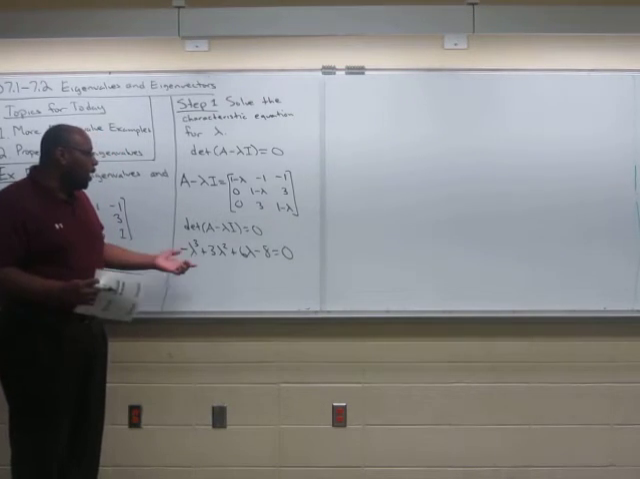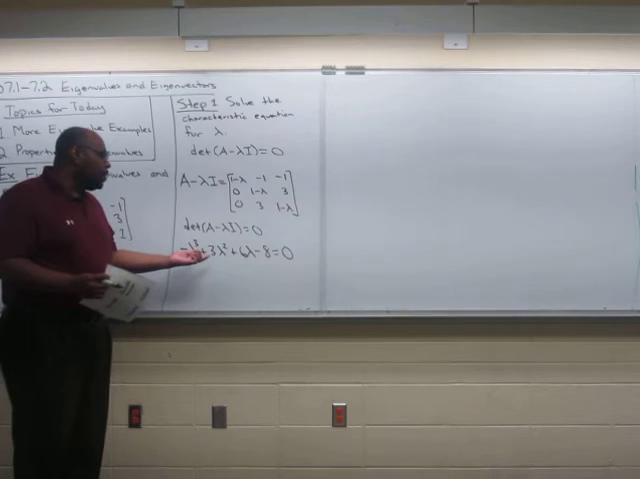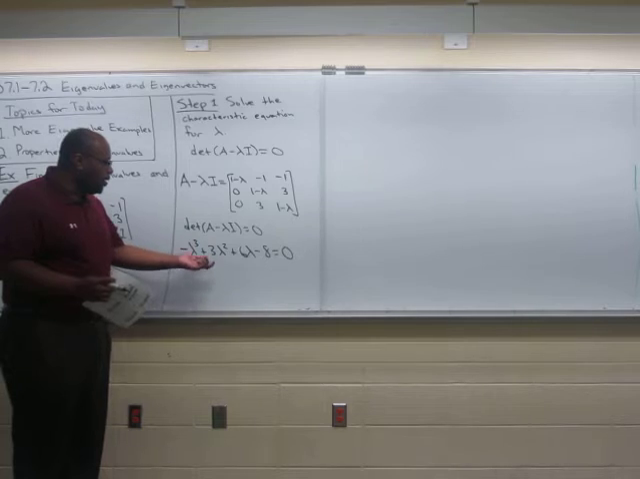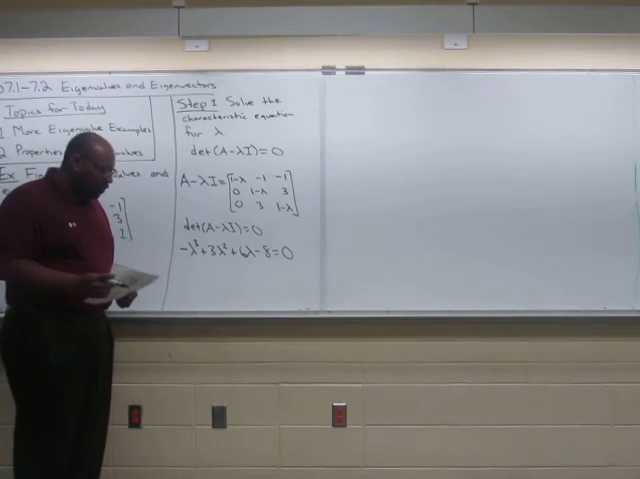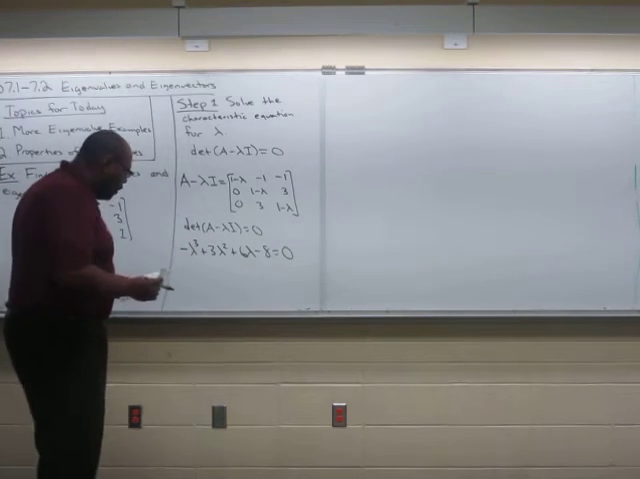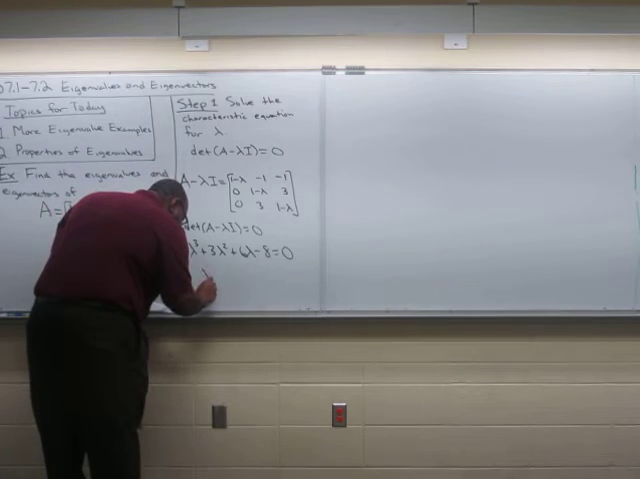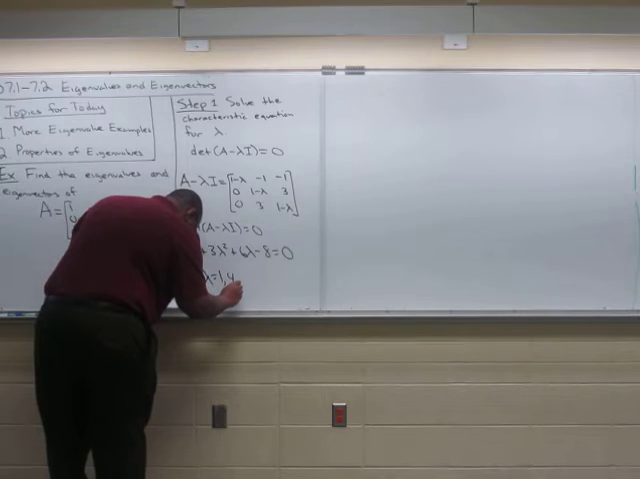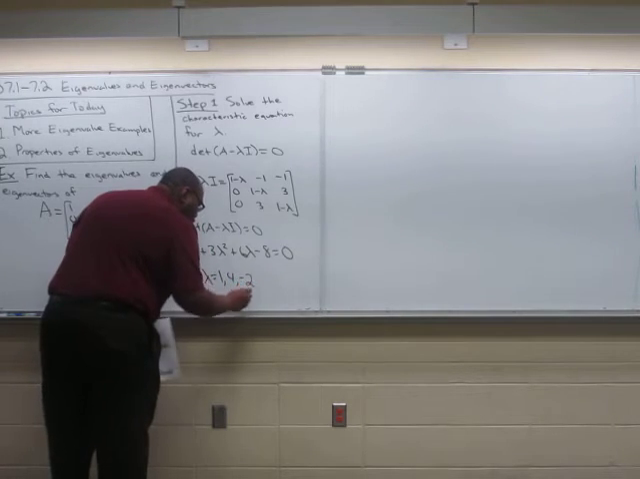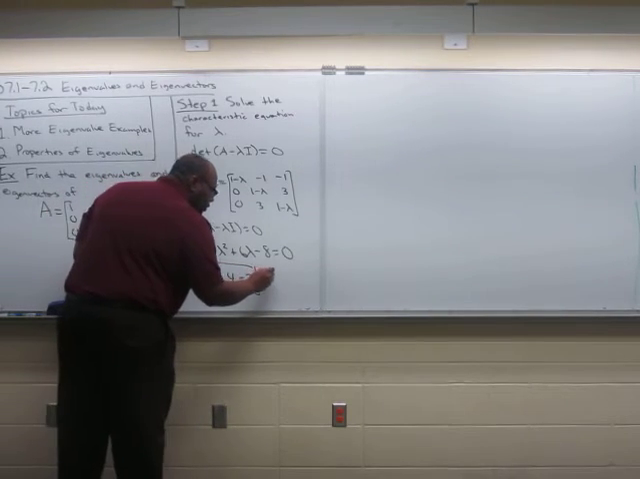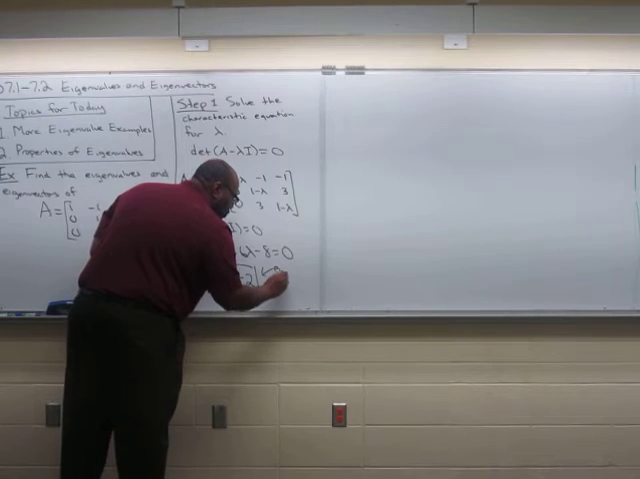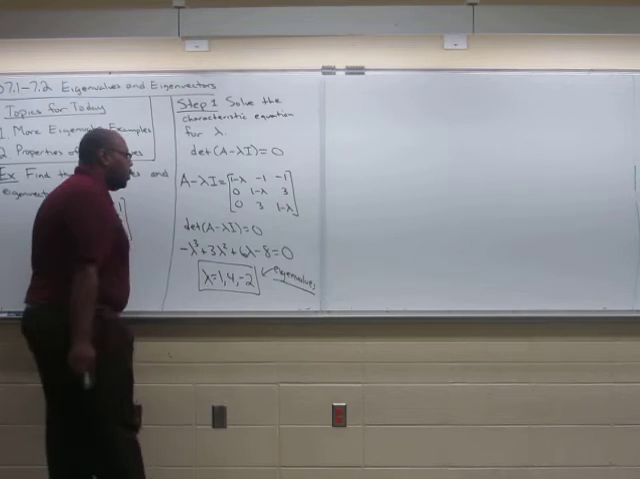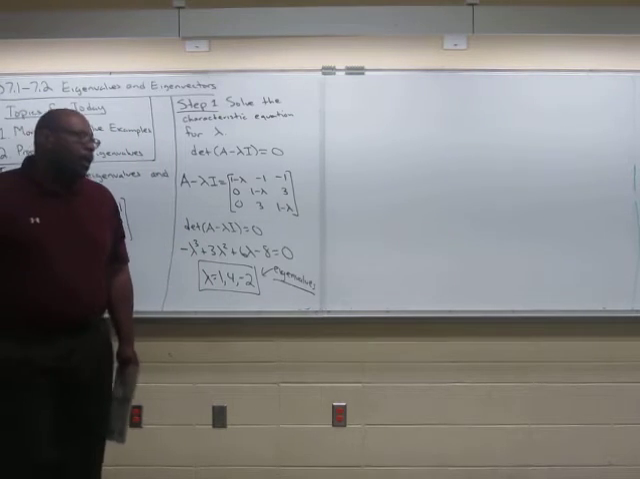And again, I'm going to use my calculator. There are ways to solve this without using a calculator, but I'll just use our calculator to factor this and solve for the values of lambda. And when we solve for it, lambda is equal to 1, 4, and negative 2. So these are my eigenvalues. These are the eigenvalues that I get for this.